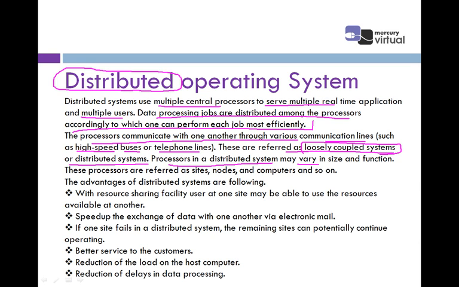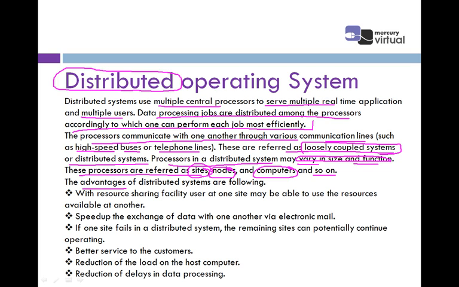Processors in a distributed system may vary in size and functions. If you and I are using the same operating system, that is the distributed operating system, your system's size and functionality are different, and my system's size and functionality are different. So this line says processors in a distributed system, that is CPUs in a distributed system, may vary in size and functions. Right. These processors are referred to as sites, nodes, computers, and so on. If there is a single processor distributed among multiple users, in that case these processors are also known as sites, nodes, computers, and so on.